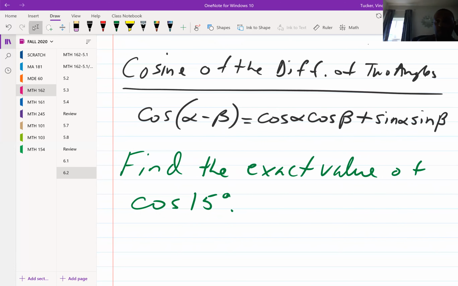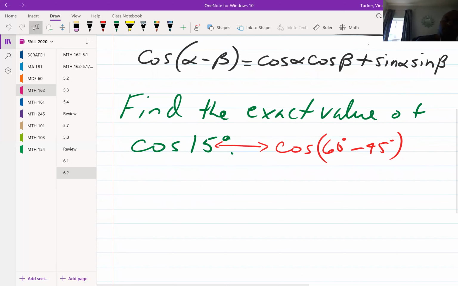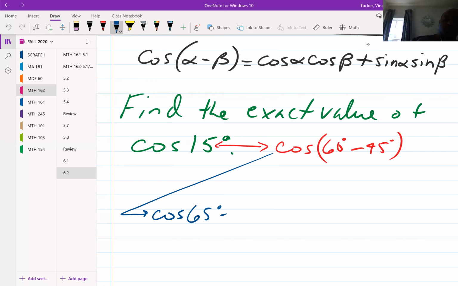So they asked us to find the exact value of the cosine of 15 degrees. So what we can do is look at cosine of 15 degrees as cosine of 60 minus 45. So that will set us up to use a formula we just introduced. And those are familiar angles, so that's why we will use 60 and 45.